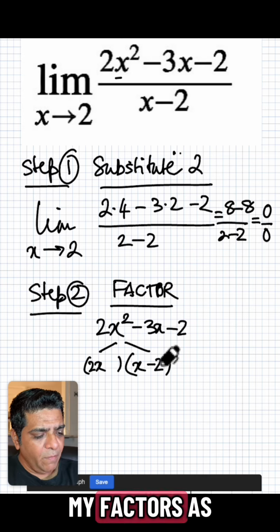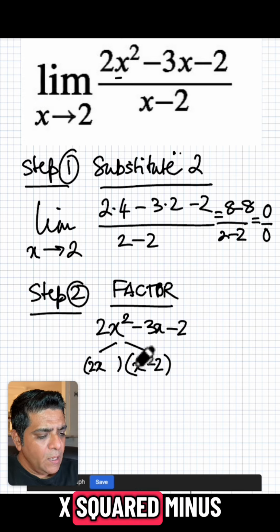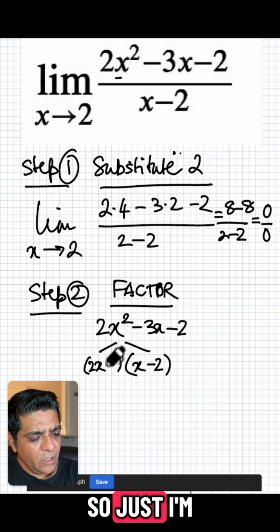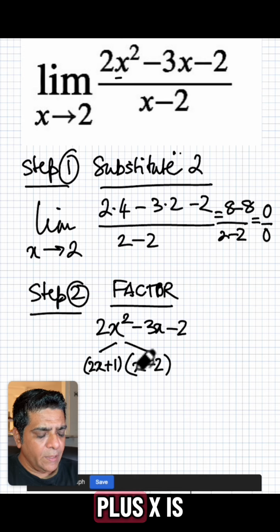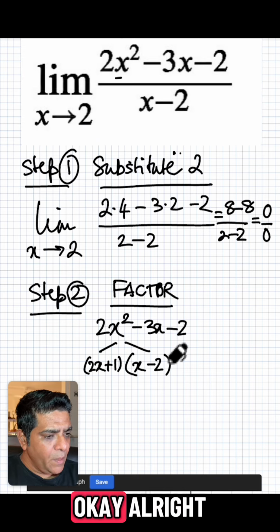Let me just put one of my factors as x minus 2. If I distribute now, 2x squared minus 4x, so I need a plus x to get to negative 3x. So I'm just going to put a plus 1 here. If I distribute, 2x squared minus 4x plus x is minus 3x, minus 2. So this works.